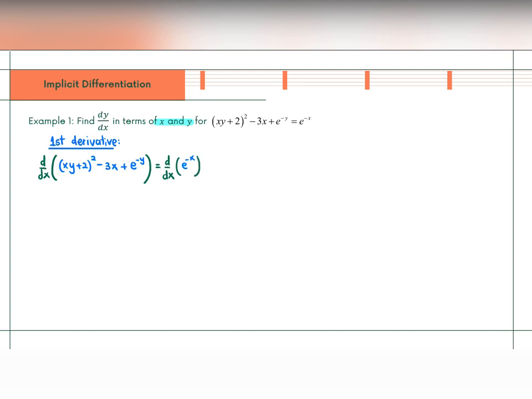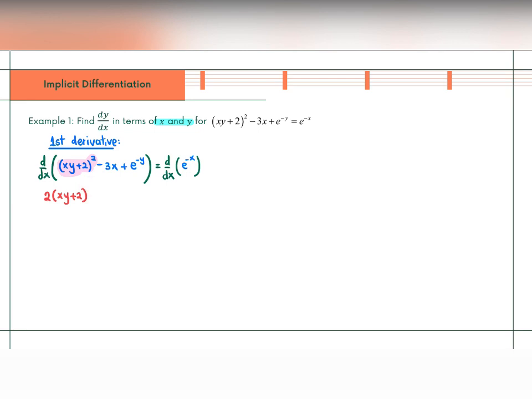Okay, so let's try to differentiate the left hand side. This one, differentiate gunakan power rule. So macam mana kita nak differentiate xy plus 2 squared? Power bawa pergi depan, salin dalam bracket. Power akan kurang 1. So, 2 tolak 1 akan jadi 1.